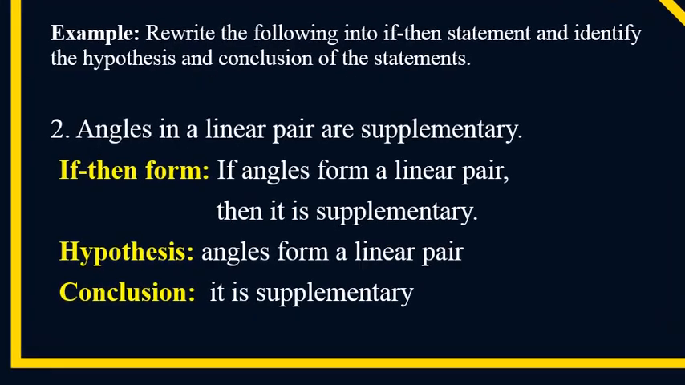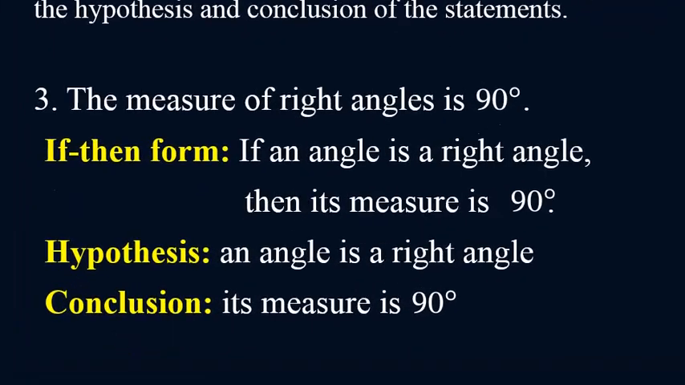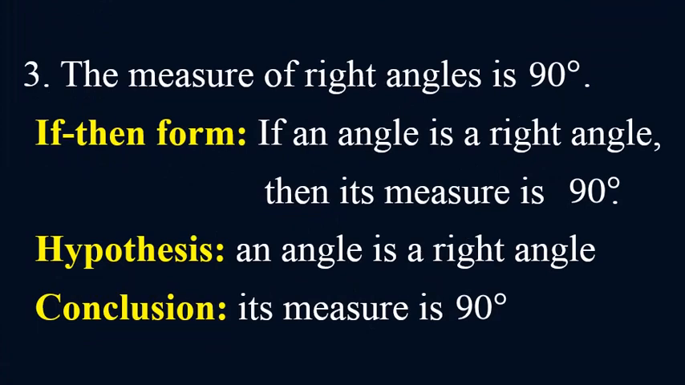Second example: angles in a linear pair are supplementary. If-then form: if angles form a linear pair, then they are supplementary. Hypothesis: angles form a linear pair. Conclusion: they are supplementary. Third example: the measure of a right angle is 90 degrees. Our if-then form: if an angle is a right angle, then its measure is 90 degrees. Hypothesis: an angle is a right angle. Conclusion: its measure is 90 degrees.